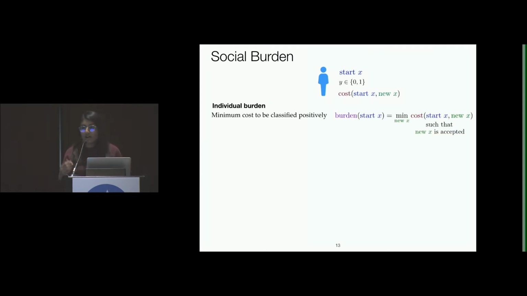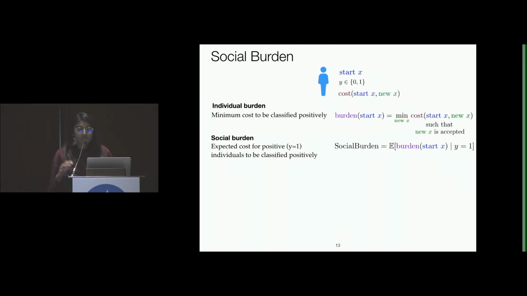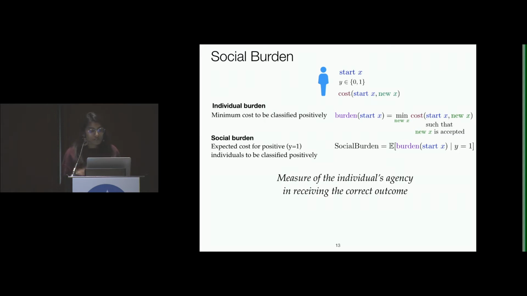We can then define what we call the individual burden, which is the minimum cost an individual needs to incur in order to be classified positively, i.e. receive a loan. And then what we define as our main metric, the social burden, is simply the expected cost for positive individuals, those who will repay their loan, to receive the correct outcome, i.e. to be classified positively. We consider this to be a measure of the individual's agency in receiving the correct outcome.